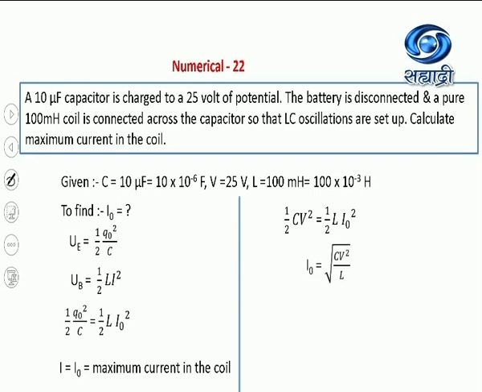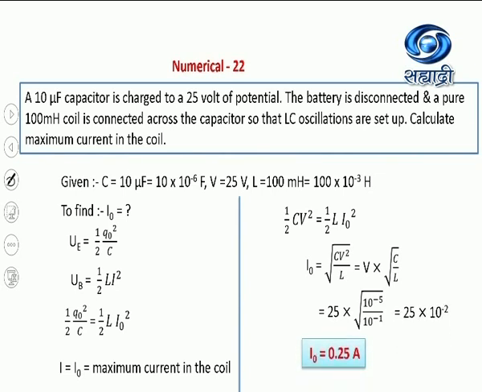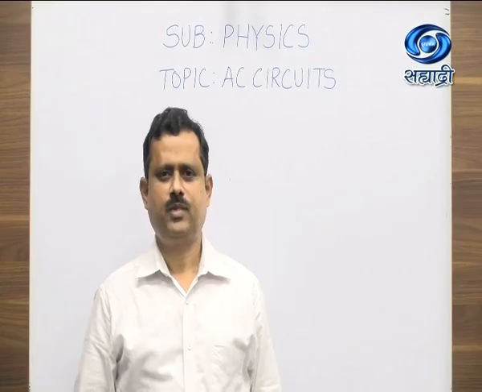I naught is root of CV square by L, that is equal to V into root of C upon L. V is 25 volt, C is 10 to the power minus 5, L is 10 to the power minus 1. So 25 into 10 to the power minus 2. So peak value of the current, that is equal to 0.25 ampere.